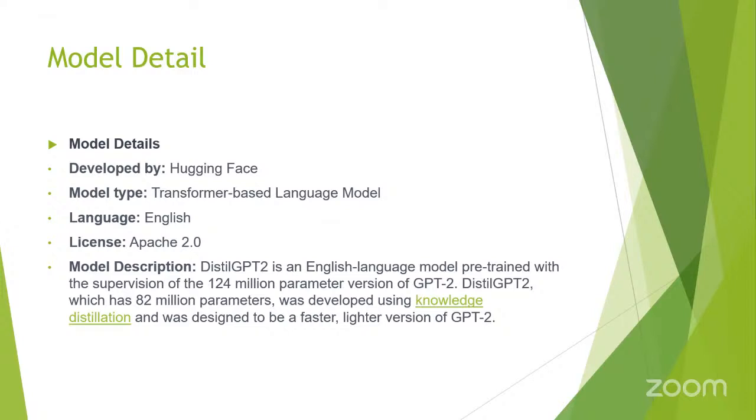DistilGPT-2 is an English language model which is pre-trained with the supervision of the 124 million parameter version of GPT-2, taking reference from the original GPT-2 model, by using something called knowledge distillation. What is knowledge distillation? How do we turn this bigger version into a smaller compressed model? We'll understand that. Knowledge distillation was used to design a faster and lighter version of GPT-2.